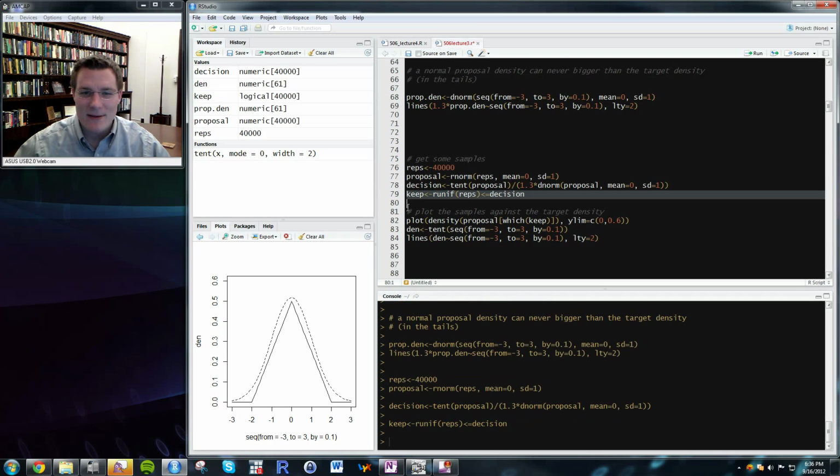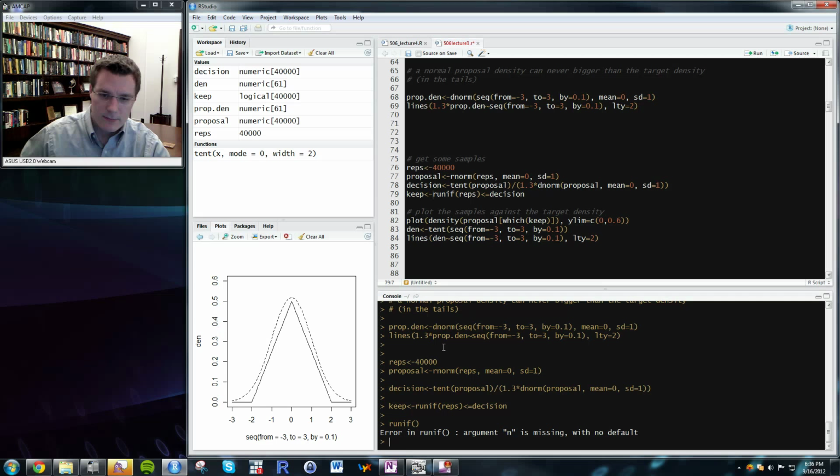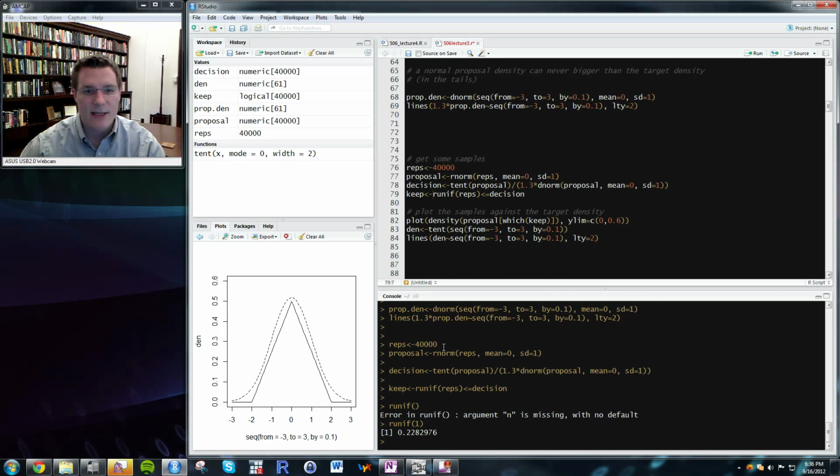So this last bit, this keep, basically rolls a dice and says, if the dice comes up favorably, keep it. If it comes up unfavorably, don't keep it. And what I'm doing here is just drawing a single draw from the uniform, like so. Oops, I gotta tell it how many I want. Just one, say for example, comes up 0.22. If that's less than the accept-reject ratio, I keep it. If it's bigger, I reject it. That gives me a reject probability exactly equal to the decision, the accept-reject ratio.